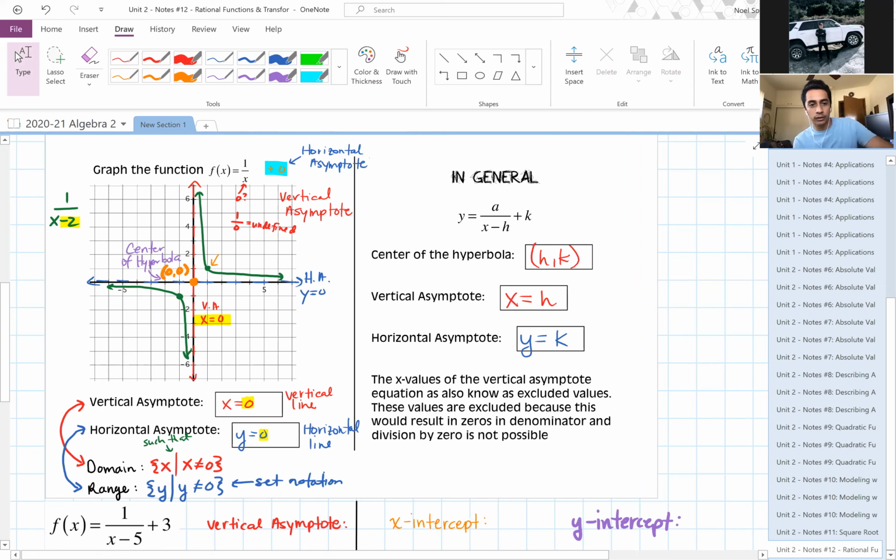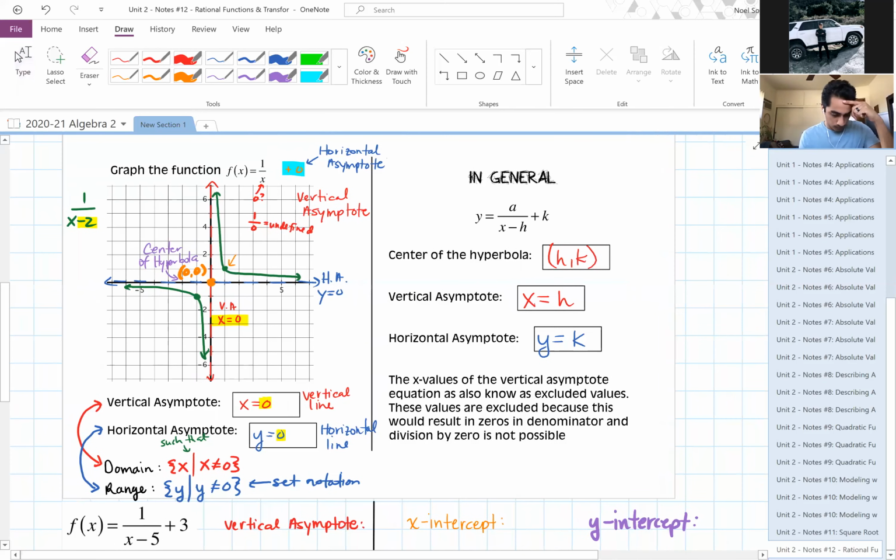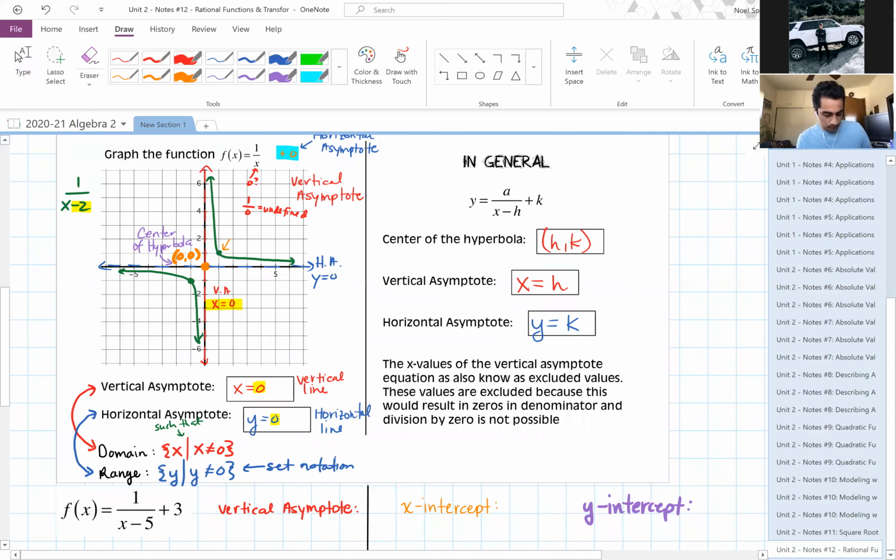So when you look at a rational function and you want to know the vertical asymptote, I look at my h value. If I want to know the horizontal asymptote, I look for the k value. Any questions so far?